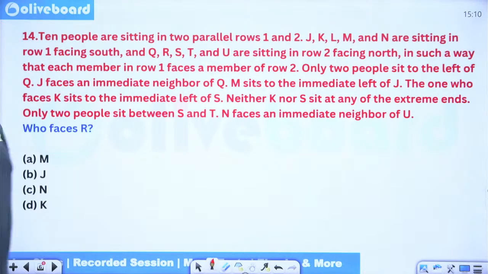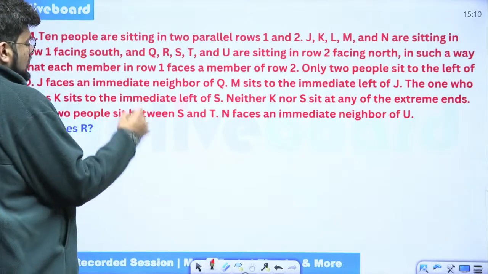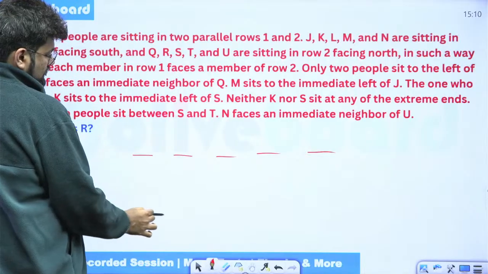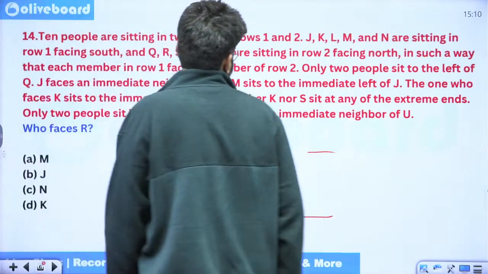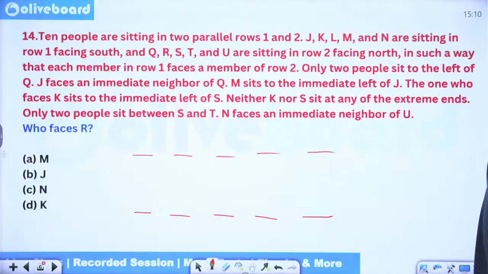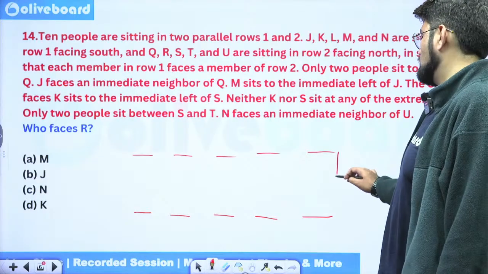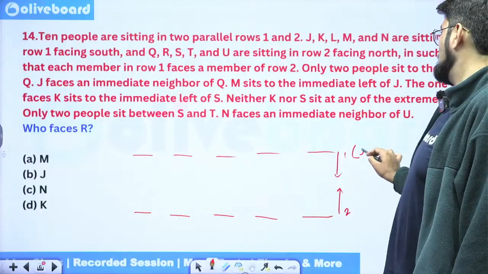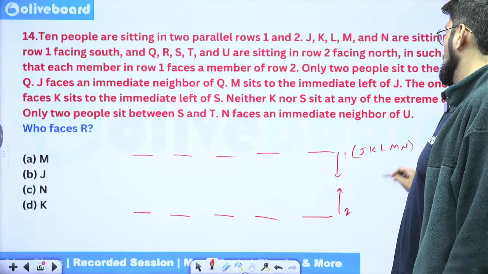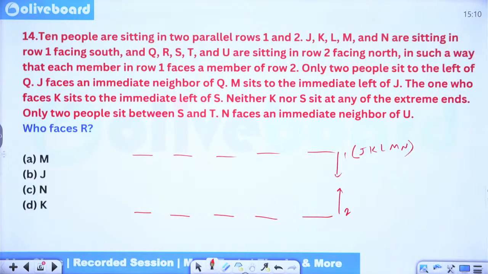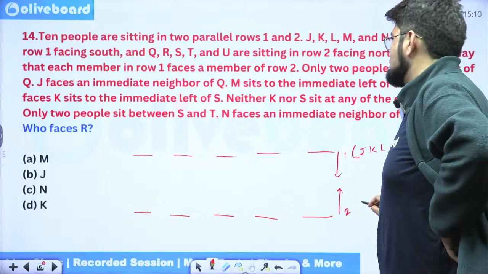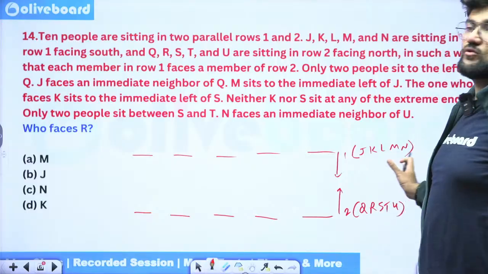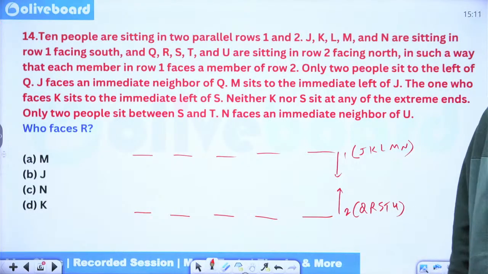10 people are sitting in 2 parallel rows. Now 10 people means 5 in one row, 5 in the other. Okay. Row 1 facing the south. This is row 1. This is row 2. Row 1, J, K, L, M and row 2, Q, R, S, T, U. This is known as setting the scope. We are just setting the scope here, okay?